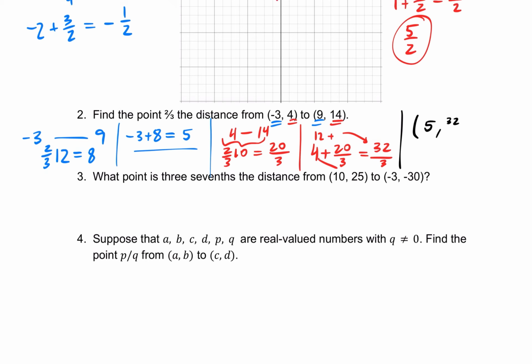Guys, if you wanted to put this as a decimal, again, decimals are totally fine. I just like fractions. They're a little more precise. And they'll help you more in algebra later down the line.